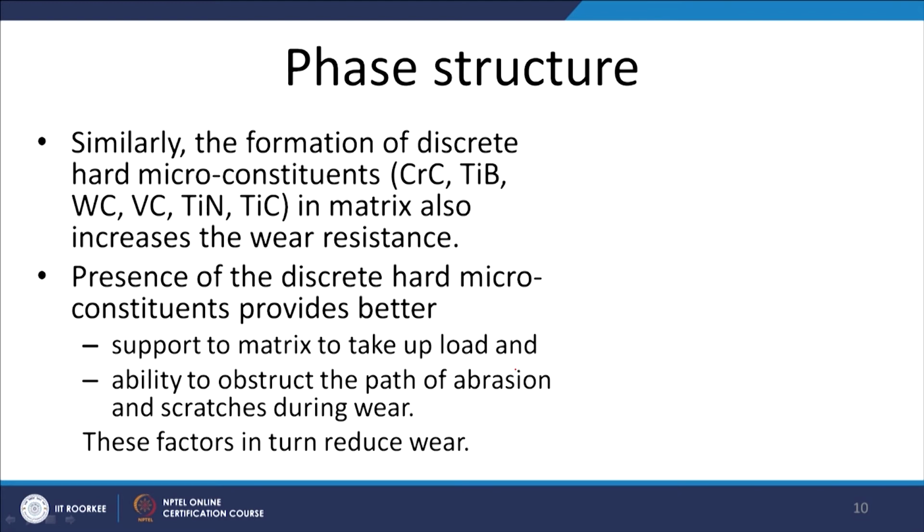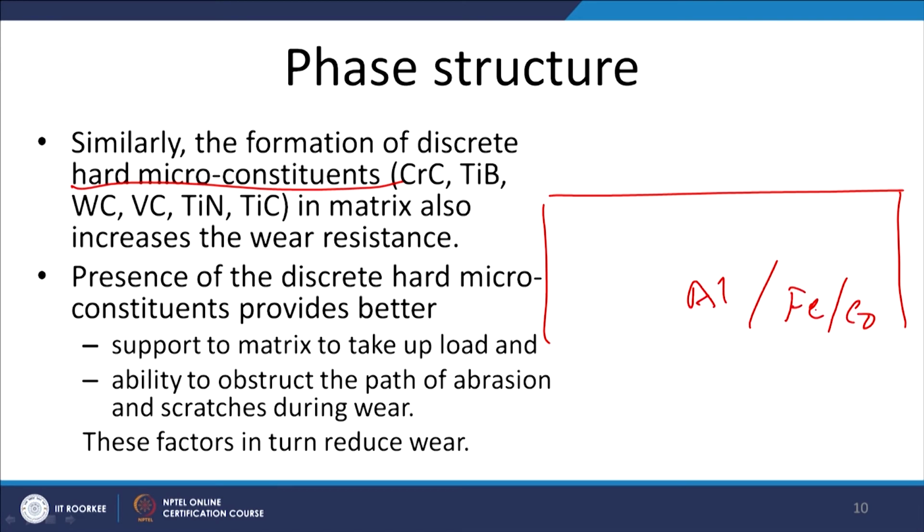Similarly, this is about the phases: the formation of different types of phases will affect the wear behavior in different ways. Say the formation of discrete hard particles is good, especially from the abrasive and adhesive wear point of view. Say this is the soft matrix of aluminum or simple iron or cobalt, which is soft and tough. The presence of these hard and brittle compounds in the matrix will support the soft matrix material effectively.